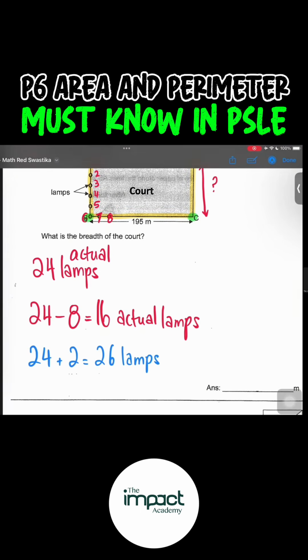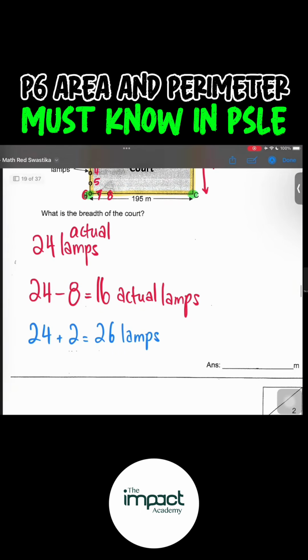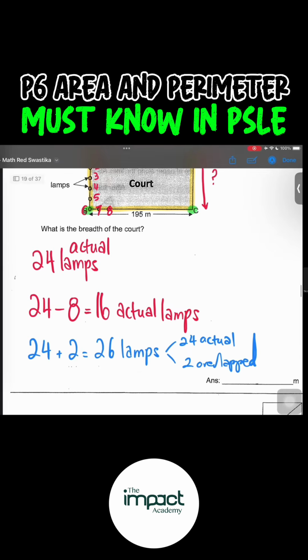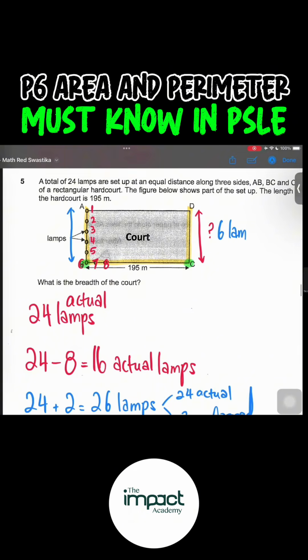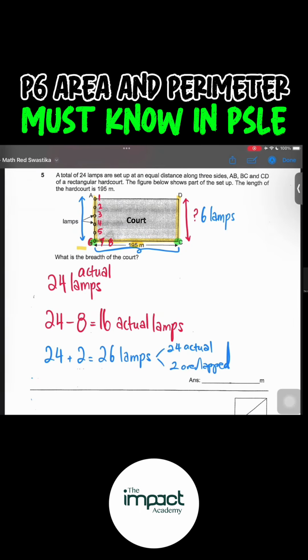You understand? Right? So if I were to split this up, it basically means 24 actual, and then we have 2 overlap. Okay, two overlap. You understand what I'm trying to say? Can you understand? So if I have 2 overlap, over here I already have how many? Over here I already have 1, 2, 3, 4, 1, 2, 3, 4, 5, 6, right? True? That means on this side I must also have 6 lamps. Agree, disagree?